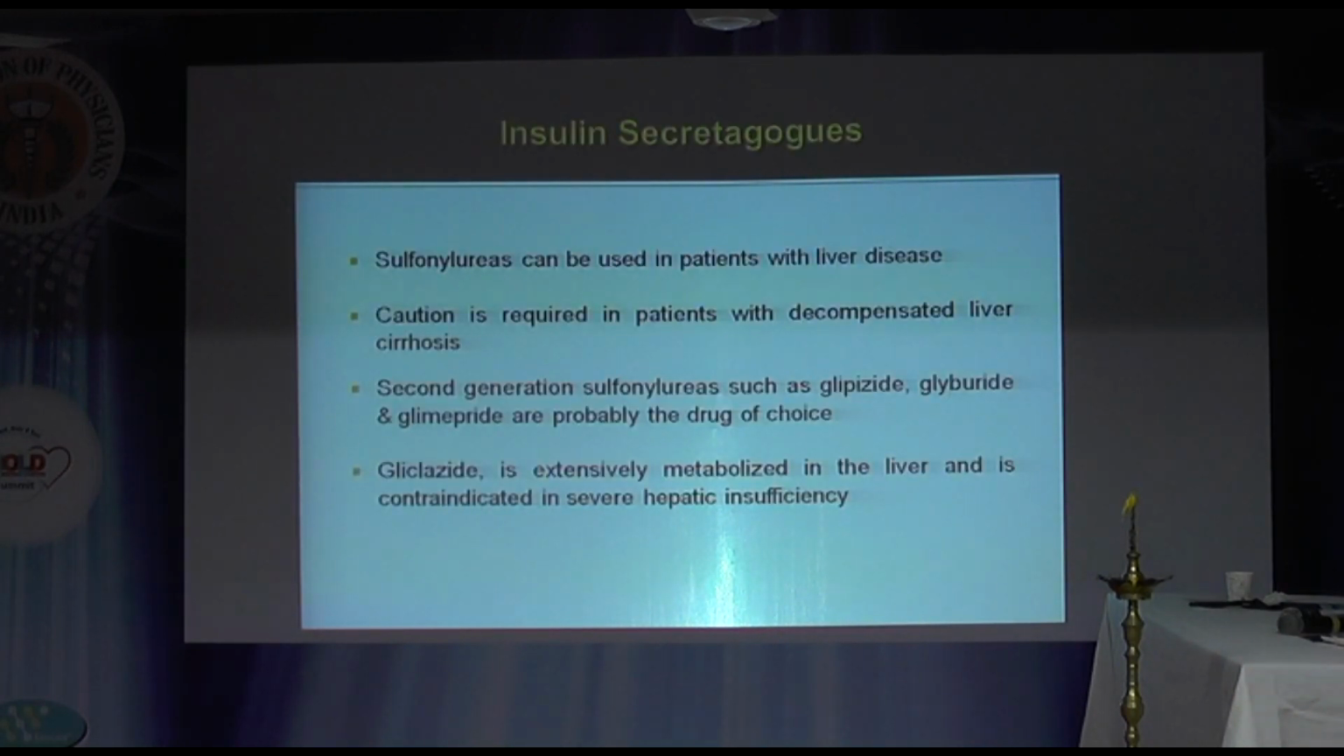Other drugs are sulfonylureas, again avoided with advanced cirrhosis. Second generation drugs such as glipizide, glyburide and glimepiride are probably the drugs of choice, but gliclazide is extensively metabolized in the liver and contraindicated in severe hepatic insufficiency.